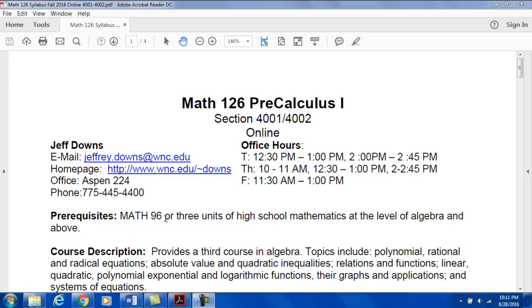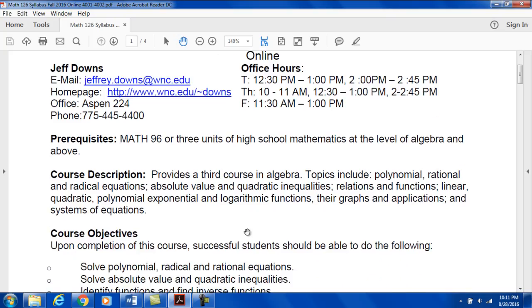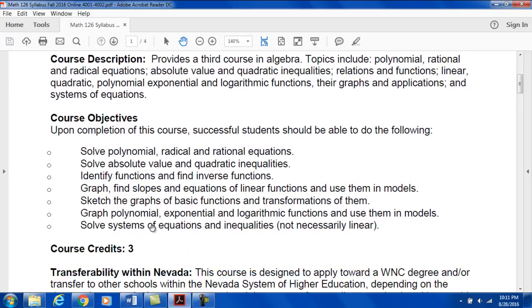Prerequisites: Math 96 or 3 units of high school mathematics at the level of algebra and above. The course description provides a third course in algebra. Topics include polynomial, rational and radical equations, absolute value and quadratic inequalities, relations and functions, linear, quadratic, polynomial, exponential, and logarithmic functions. Well, those are my favorites. Their graphs and applications, and systems of equations.